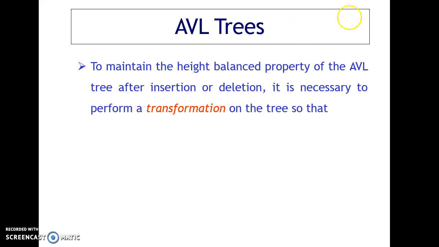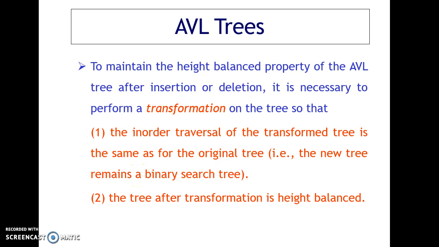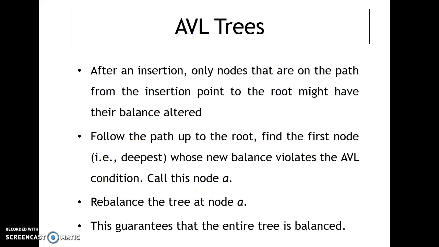So to maintain the height balance property of the AVL tree after insertion or deletion, it is necessary to perform a transformation, that is rotation, on the tree, so that the in-order traversal of the transformed tree is the same as for the original tree. That is, the new tree remains a binary search tree. Number 2, the tree after transformation is height balanced. After an insertion, only nodes that are on the path from the insertion point to the root might have their balance altered.